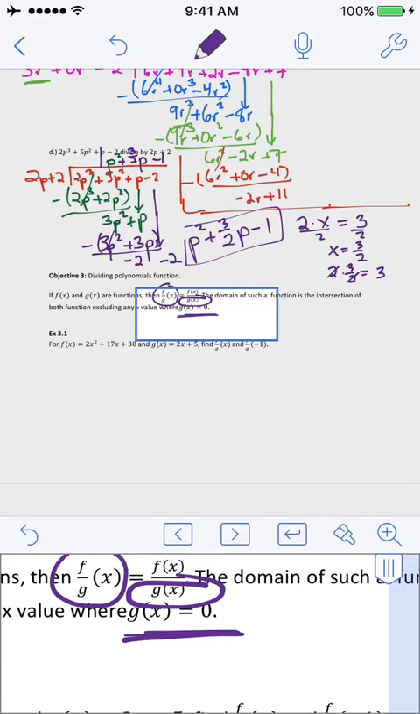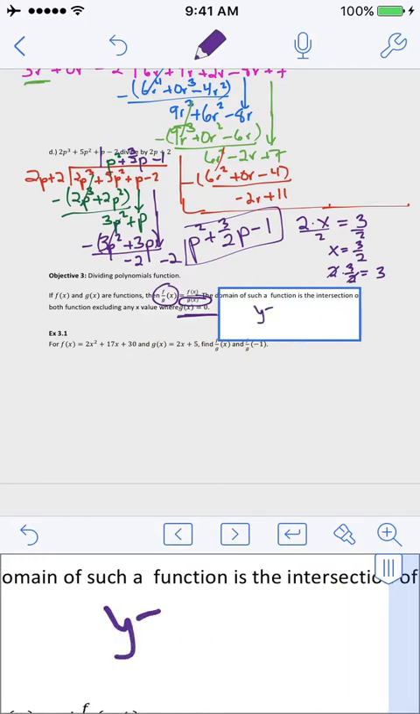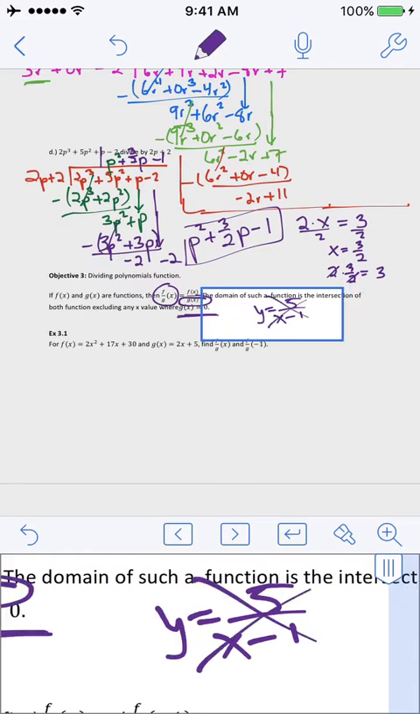Since you can't divide by 0, you cannot have your function that you're trying to divide by equal 0. Just like if you had y equals 5 over x minus 1, you can't say that x equals 1, right? Because if x equals 1, you suddenly got 5 over 0, and it's a nightmare and everybody pulls their hair out. So we don't want to do that, right? We want to make sure it's not equal to 1.